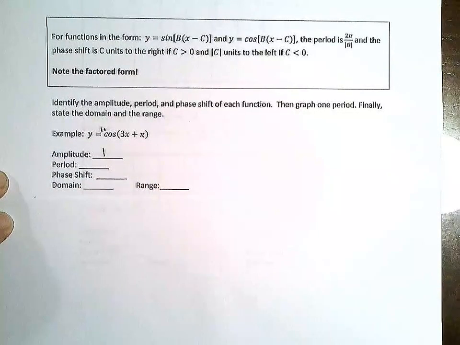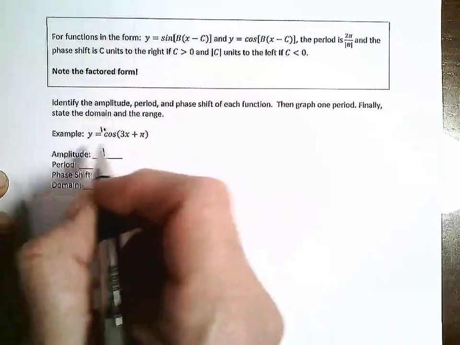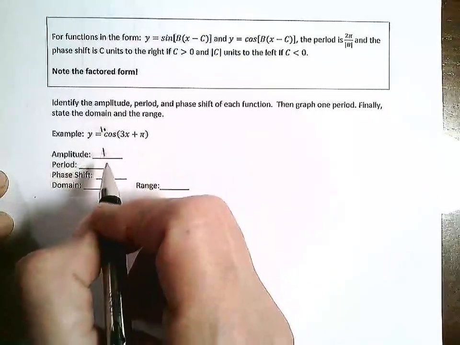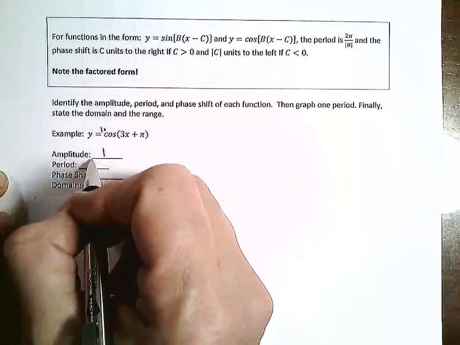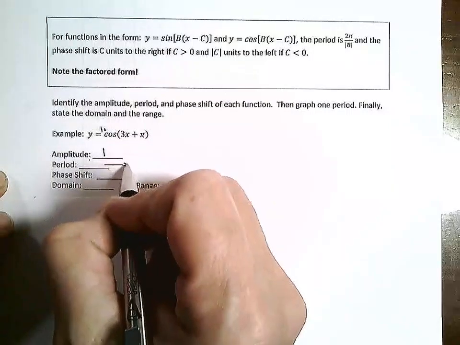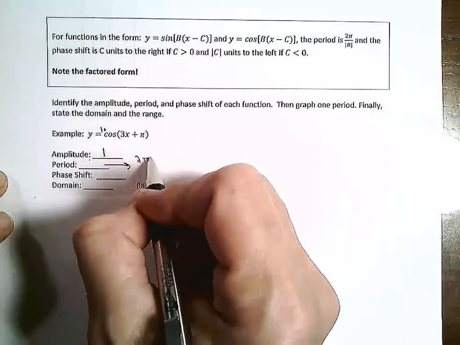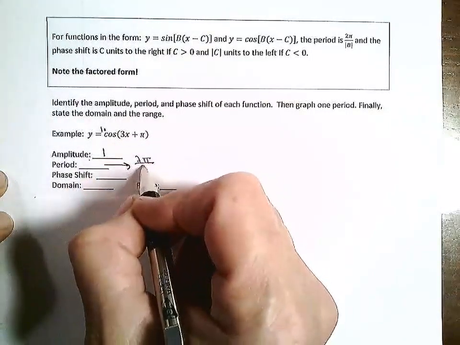The period of this one is going to change because we have a coefficient here in front of the x. So remember, the period is going to be 2 pi divided by the absolute value of b, which is 3.